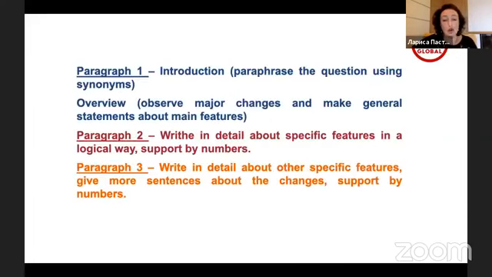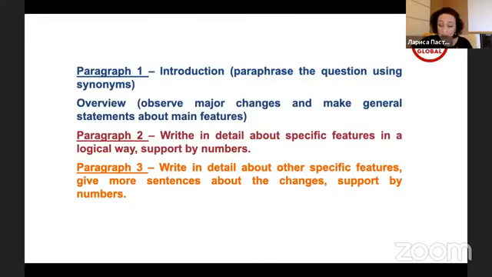And then after the overview, we have body paragraphs. There are usually two body paragraphs. And here in these body paragraphs, we should write in detail about specific features that are happening on the graph. And here we can support it with numbers, percents, years maybe.